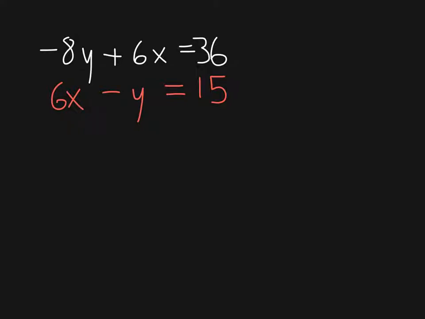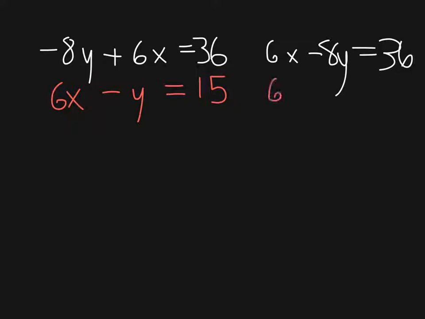So last example here. In this case here I have two equations, negative 8y plus 6x is equal to 36, and 6x minus y is equal to 15. And it doesn't exactly line up perfectly, so I have to rearrange them a little bit. So I'm going to rearrange the top one so it's in standard form. So it'll look just a little bit differently. I'm going to rearrange so the 6x comes first, and so then it'll be minus 8y is equal to 36. Not changing what it says, just rearranging it a little bit.